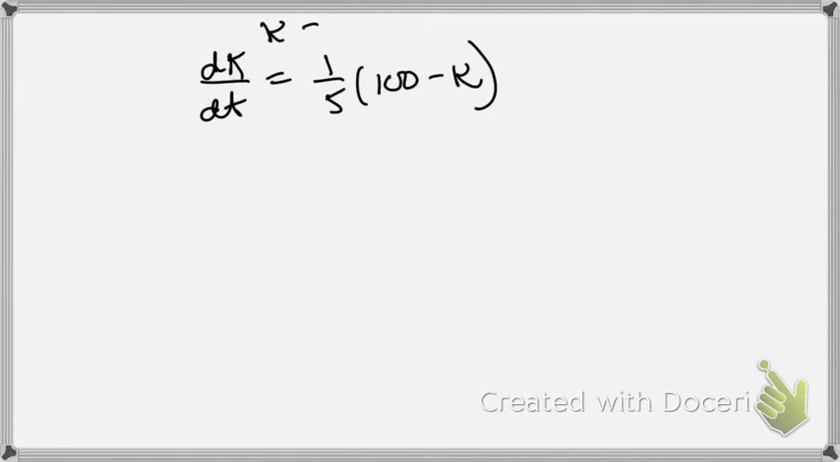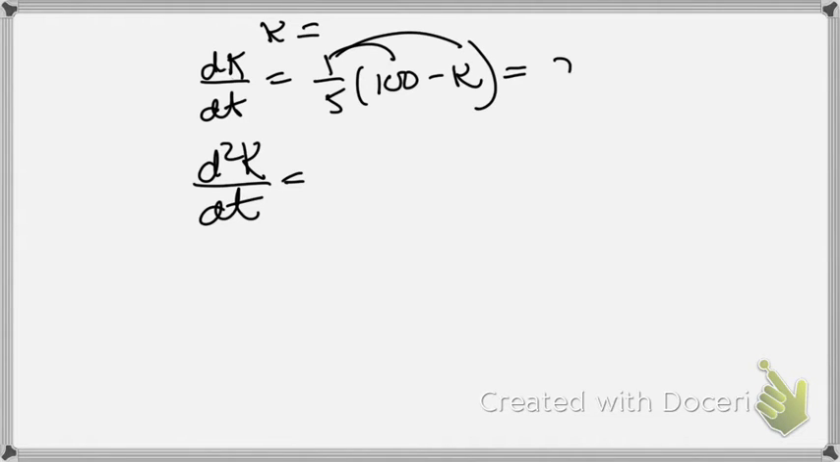So K would be the original function. dK/dt would be how fast it's changing. But for some reason, they ask for the second derivative. So now I need to do the derivative of this. Okay, well, to do the derivative of this, I think, first of all, I will distribute. It'd be a little easier. So I'm going to rewrite that as 20 minus 1/5 K.